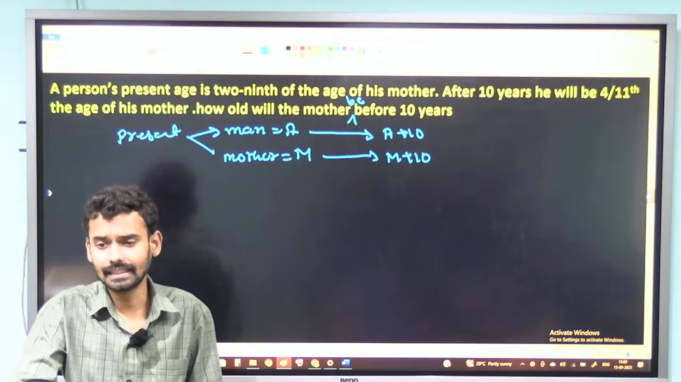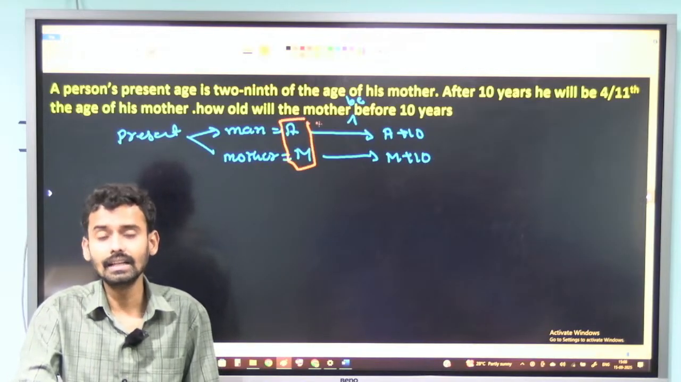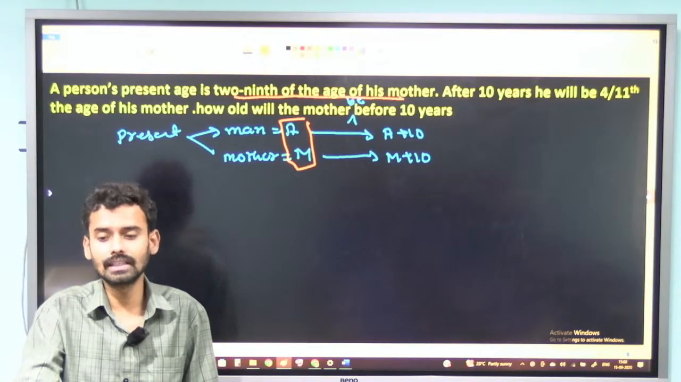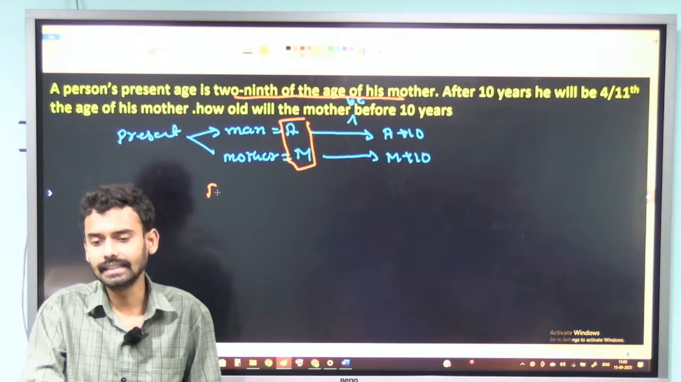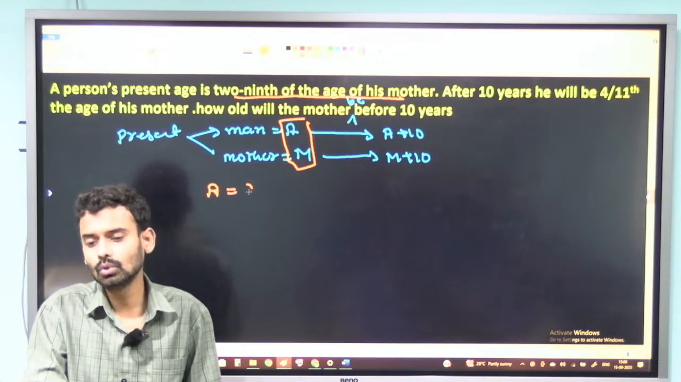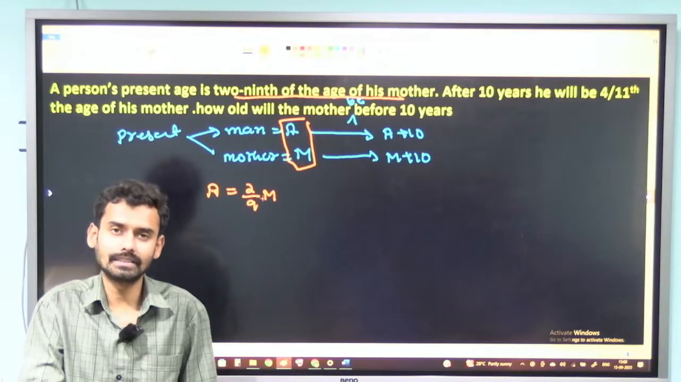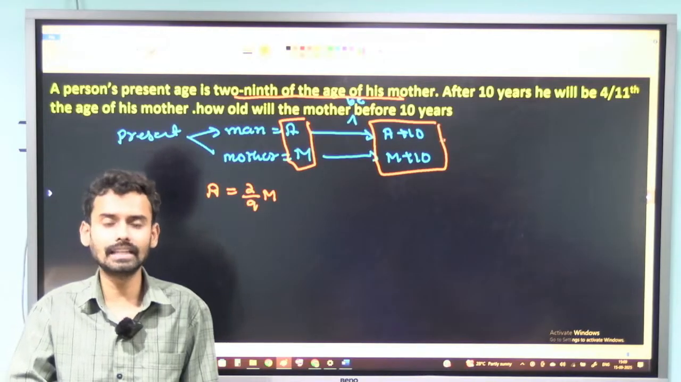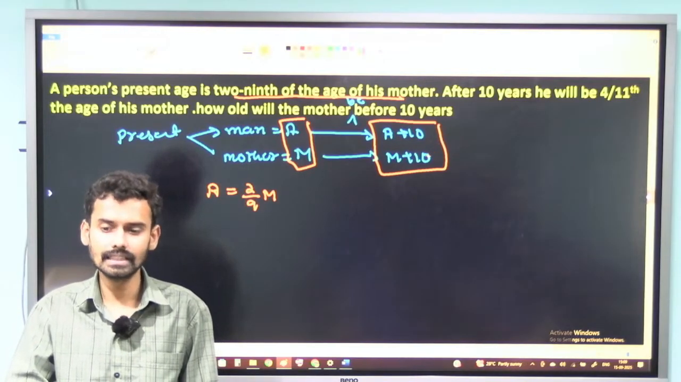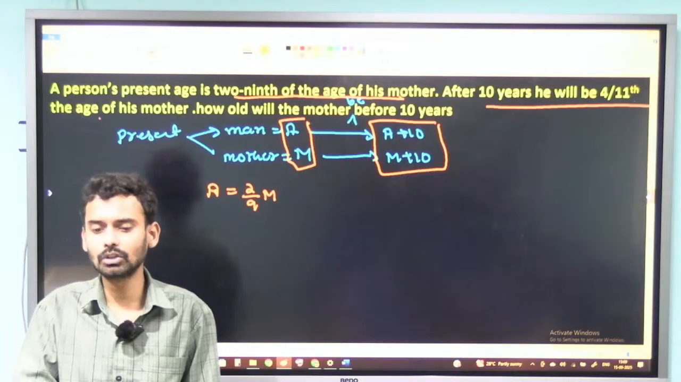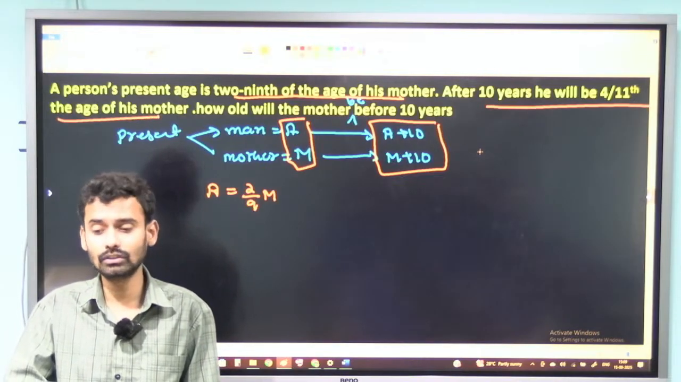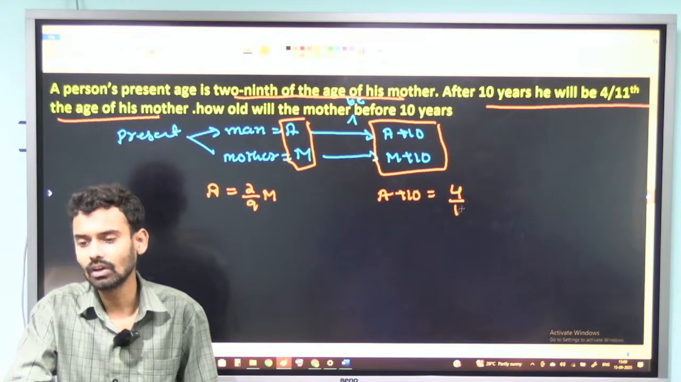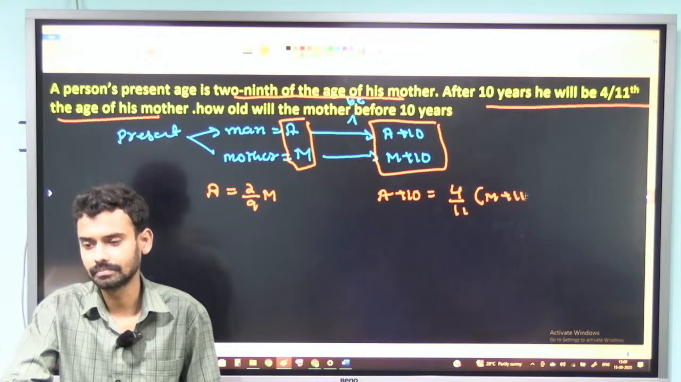Now at present, this is the present age of mother and son, and the question is saying at present the man's age is 2/9 the age of his mother, so I can write the equation as A, that is the present age of man, is 2/9th of M, which is the present age of mother. And the second equation: after 10 years, the relationship is given as 4/11th the age of his mother. So the person's age, that is A plus 10, is 4/11th of the mother's age, M plus 10.